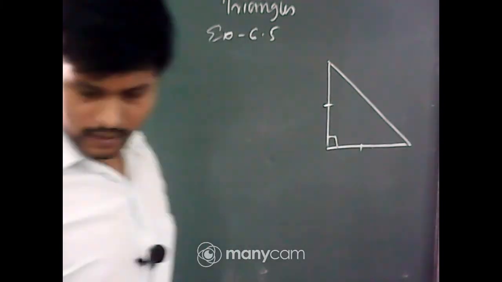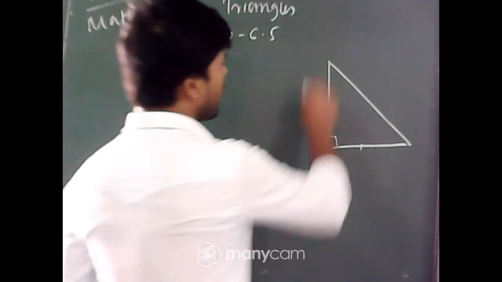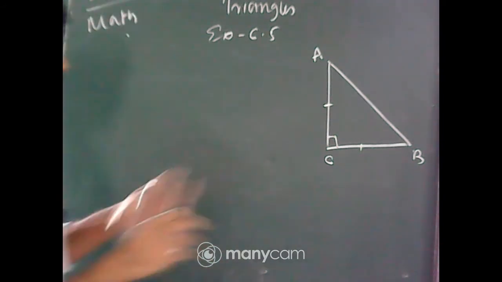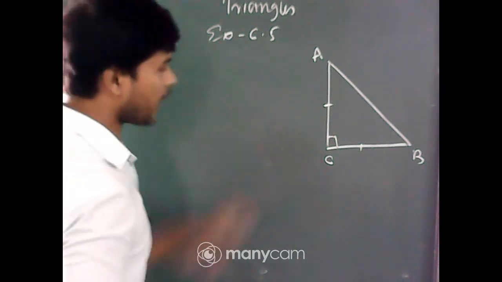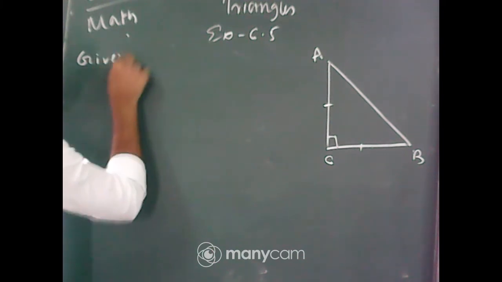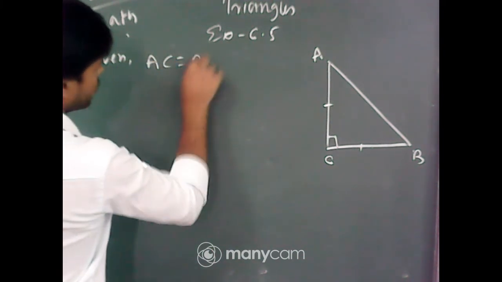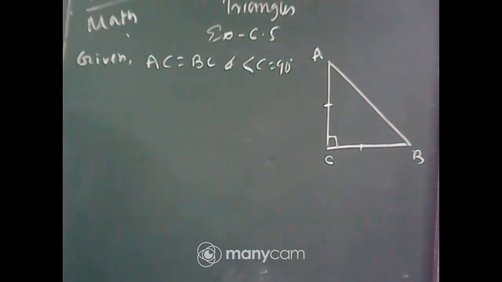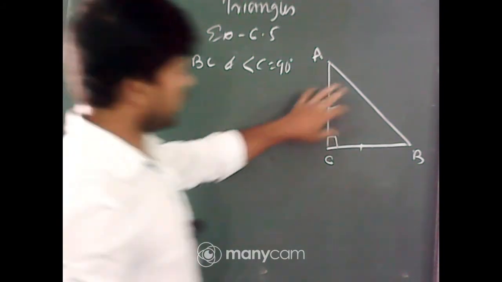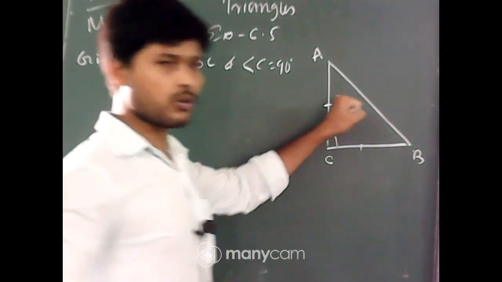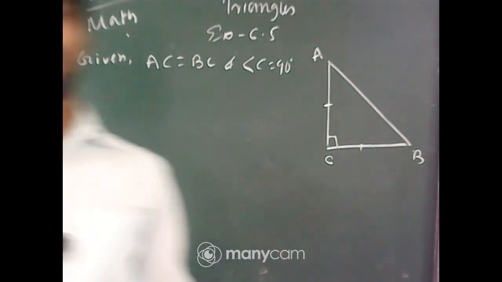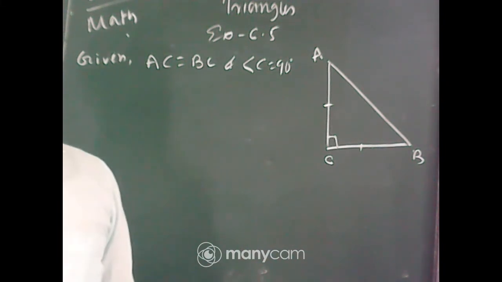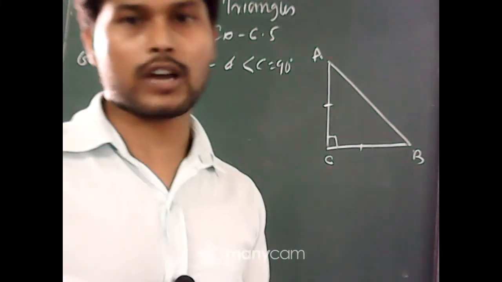So let us consider a triangle ABC which is right angled at C. So A, B, C. ABC is a right angle triangle, right angled at C. So it is given that AC is equal to BC and angle C equals 90 degrees. Now look, this is a right angle triangle. So in that right angle triangle, we can apply the Pythagoras theorem, which says that the hypotenuse square is equal to the sum of the squares of the other two sides.